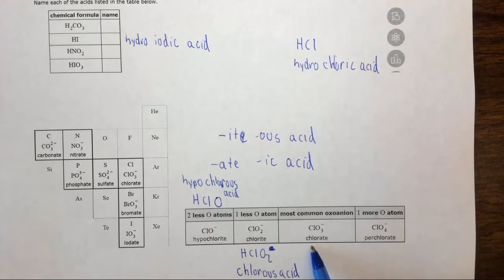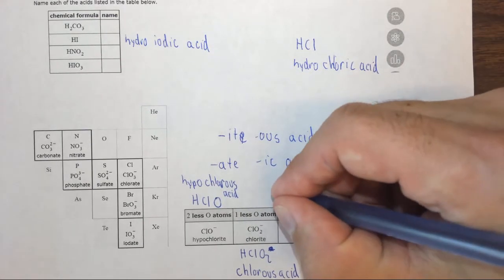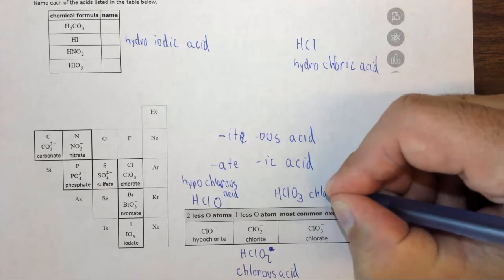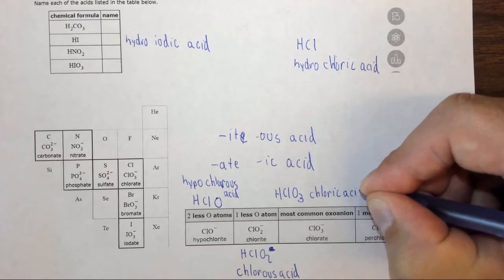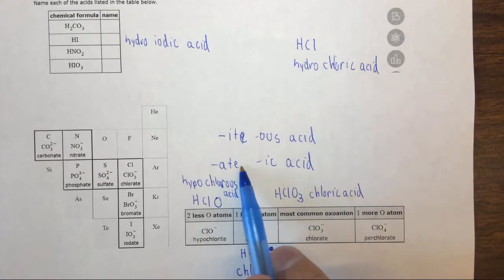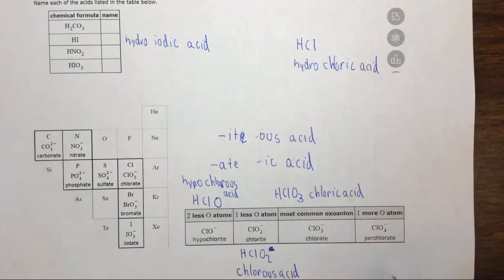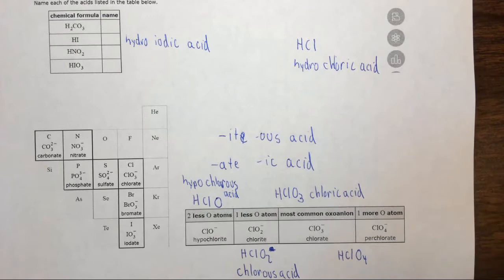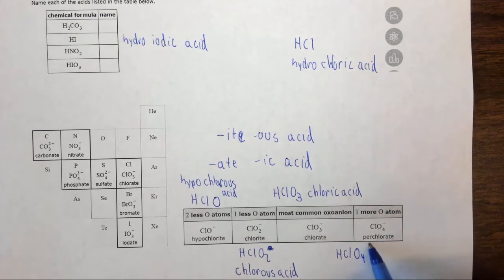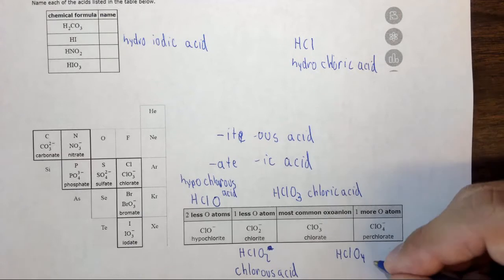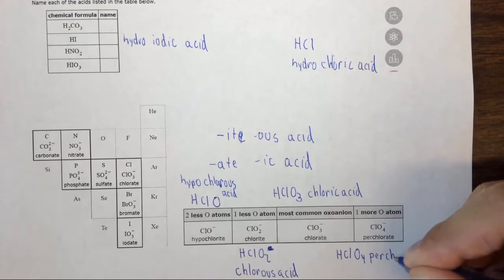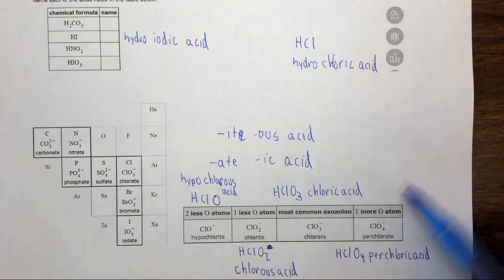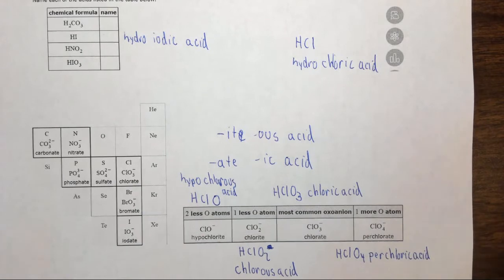In this case, we have chlorate. So if we had HClO3, this would be called chloric acid. So when we have ate, we use IC acid. And if we had HClO4, we again have an ate, but we have the per prefix here. This would be perchloric acid. So with oxyanions, there are generally specific rules for naming them.